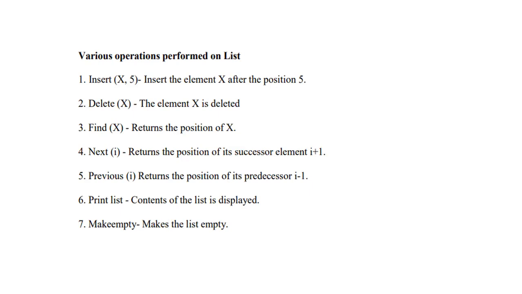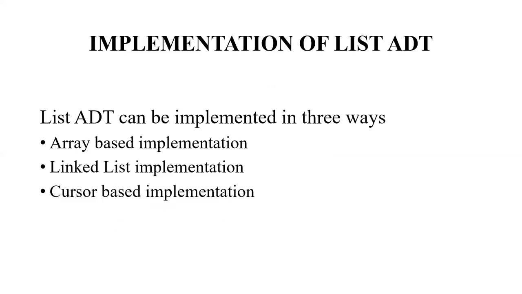The various operations which can be performed on the list are insert. So insert x comma 5: we will be able to insert the element x after the position 5. Delete x: the element x is going to be deleted. Find x returns the position of x. Next of I returns the position of its successor element, I plus 1. Previous of I returns the position of its predecessor, I minus 1. Print list: contents of the list are displayed. Make empty: makes the list empty.